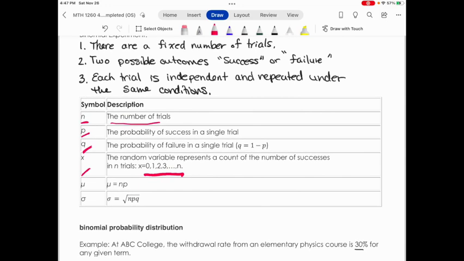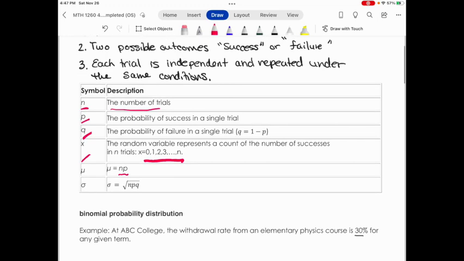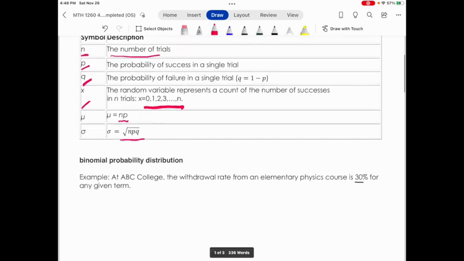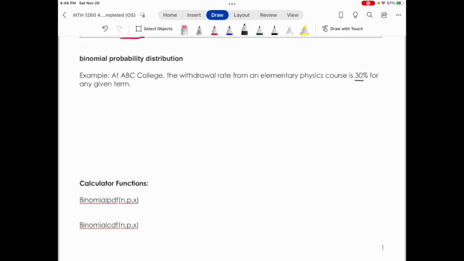Now, if you want to find the mean of your binomial distribution, you take your value of n times p. If you want to find your standard deviation of the binomial distribution, you take the square root of n times p times q. In this example, we're just going to work through and find the key elements of what we need when we're looking for a binomial distribution.